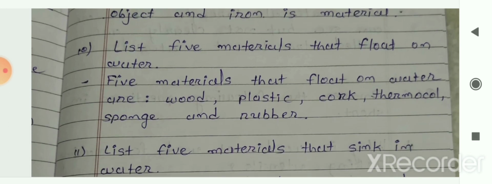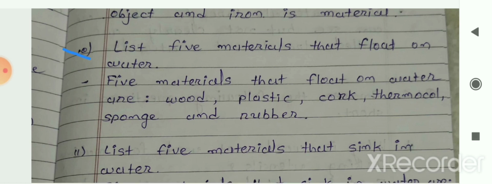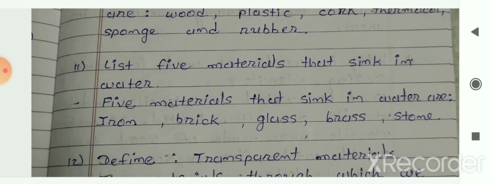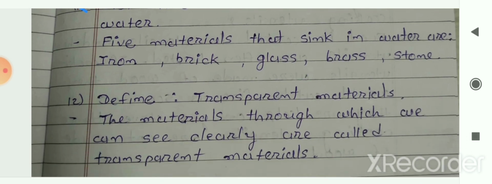Next is, list 5 materials that float on water. The 5 materials that float on water are wood, plastic, cork, which is a kind of skin of the tree, then thermocol, sponge and rubber. These are the things which float on the water. Next is, list 5 materials that sink in water. They are iron, brick, glass, brass and stone. So these materials will sink in the water.